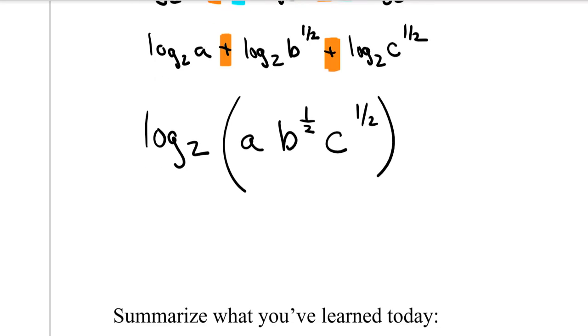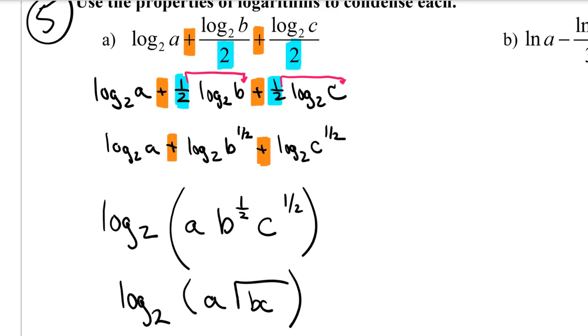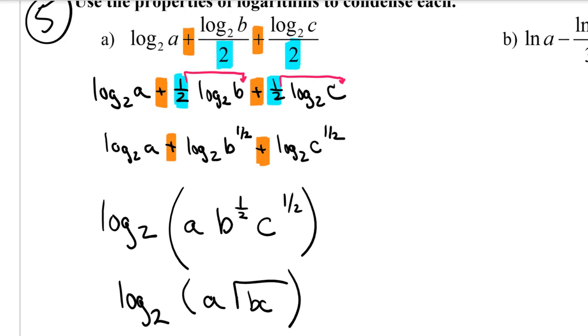Another way, since both b and c have the same exponent, you may see that written like this. Log base 2 of a, and then the 1/2 power, remember, that's going to be a square root, so you could do the square root of b times c. So that could be another way that you may see that written. That's how you do that very first example and condense that all the way down, and that will get you to log base 2 of a times the square root of b times c. That's all there is for that example.